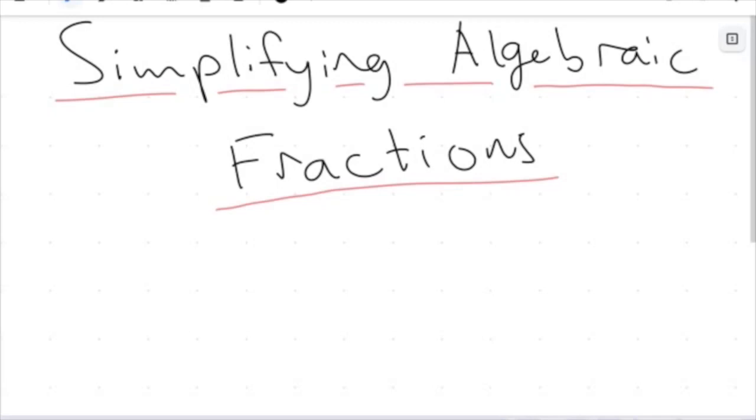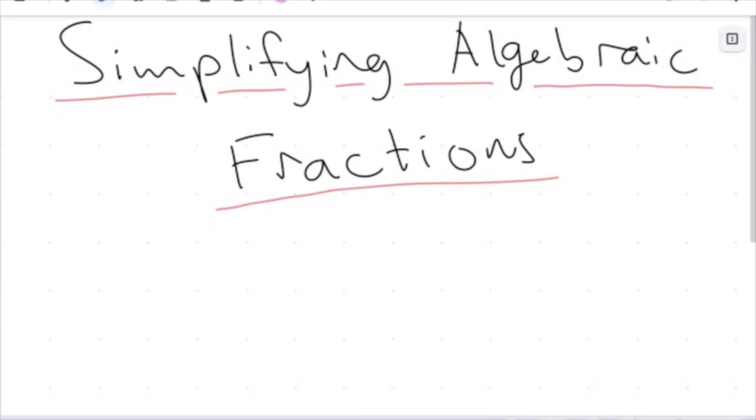Now we're going to move on from quadratic expressions, these quadratic trinomials we've been doing in the last few videos, and move on to a couple of videos on algebraic fractions and working with these. So we're going to split this up into 3 videos, and we're starting with the idea of simplifying algebraic fractions.